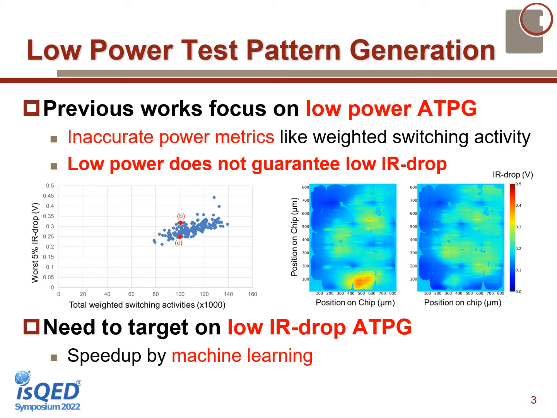We apply machine learning to predict IR drop by each instances in a circuit. Machine learning can speed up IR drop estimation by hundreds of times. We will show these results later.